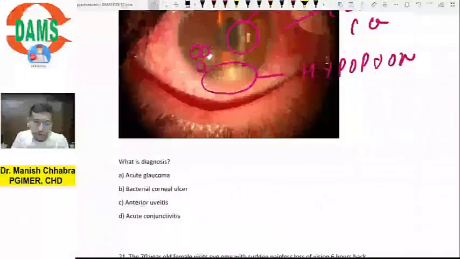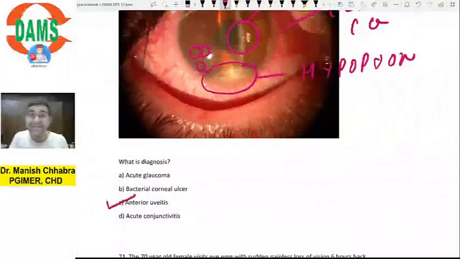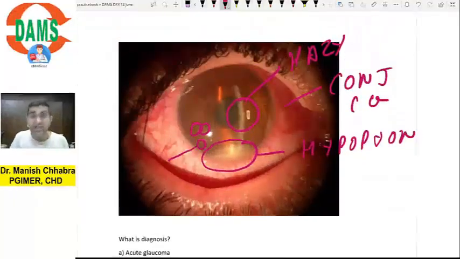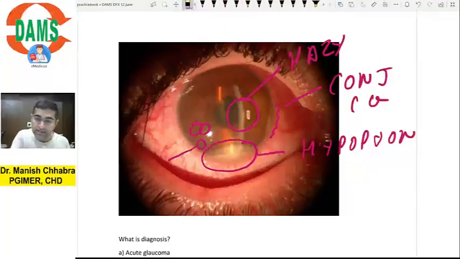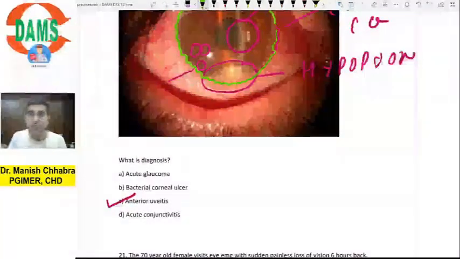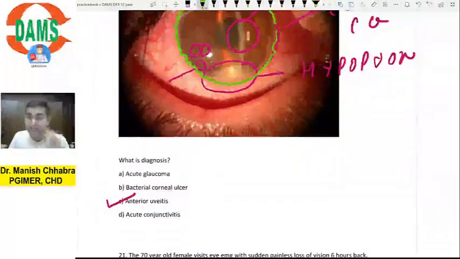So your diagnosis should be, it is clear cut anterior uveitis, because I told you, you can see your keratic precipitates, the cornea is hazy, there is hypopyon, and there is typical circumcorneal congestion. Let me just outline it. Can you see typical circumcorneal congestion? It is typical circumcorneal congestion which is seen in anterior uveitis, and hence it is the answer. Is it understandable? So this is how you approach.